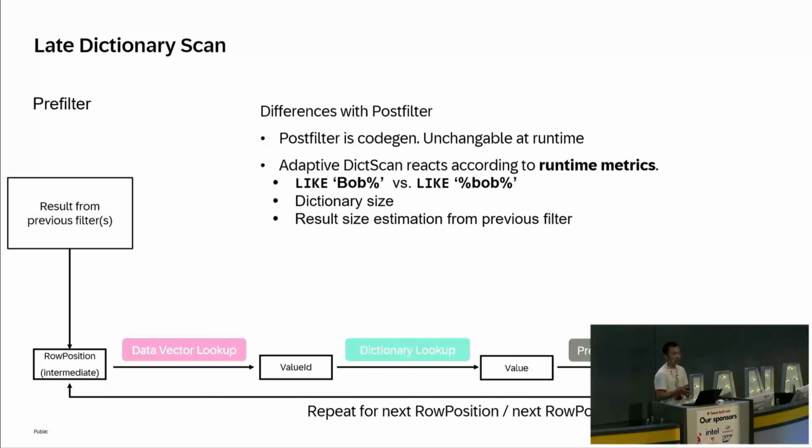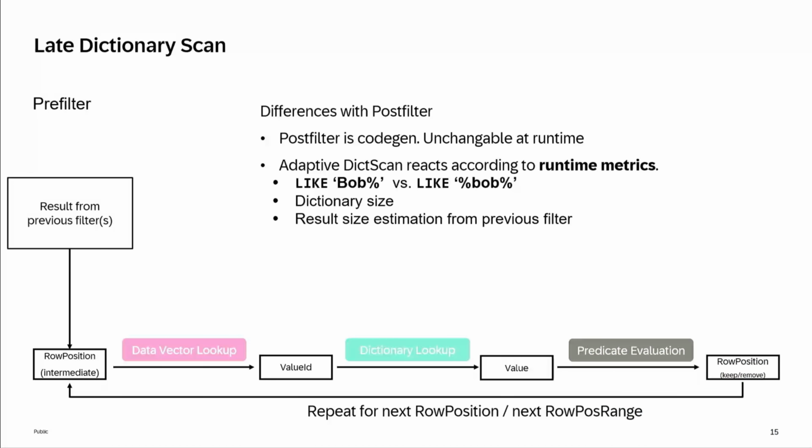this late dictionary scan is part of the pre-filter. And also, because the post filter is code generated, as mentioned before, the post filter was not changeable at runtime. But for the pre-filter, we have some flexibility to change it. And also the adaptive dictionary scan reacts according to the runtime metrics, which might not be available during the compile time. So during the compile time, we might not choose the best or most optimal plan. But during the runtime, with the adaptive dictionary scan, we can adjust according to the runtime metrics.